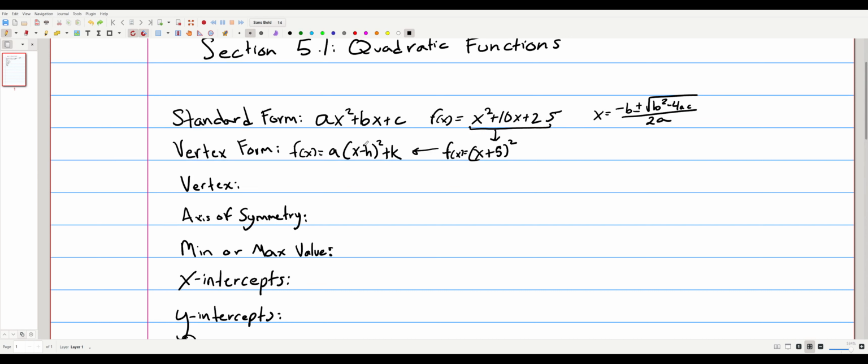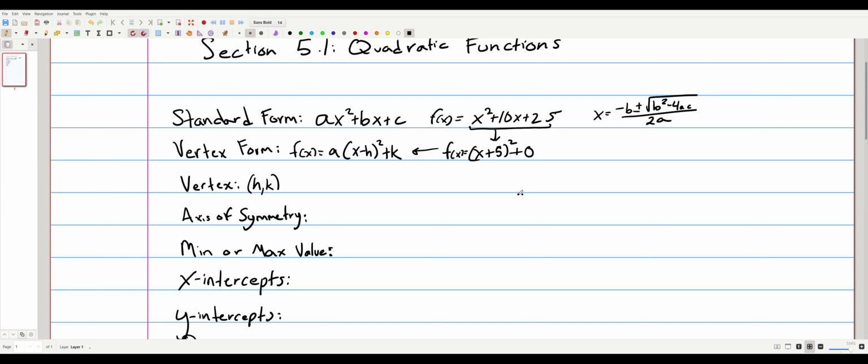So the vertex of a quadratic, once you've put it in vertex form, is easy to see as the opposite of h, as h comma k. And so because our quadratic that we have here, our example, f of x equals x plus 5 squared, we can rewrite this by adding a 0 on the outside because this doesn't change our quadratic at all.